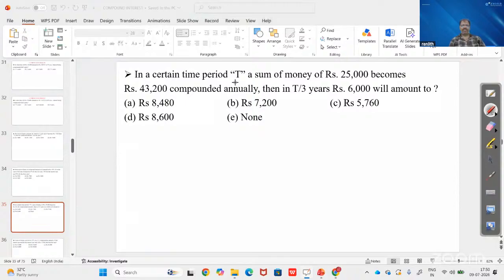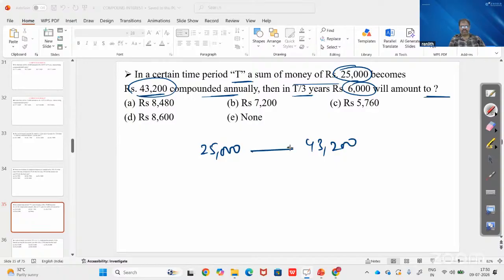In a certain time period T, a sum of money 25,000 becomes 43,200 compounded annually. Then in T by 3 years, 6,000 will amount to what? So what is the initial amount we are having? 25,000. What is the total amount we are having? 43,200. So again, if I cancel the double zeros, here zeros are also cancelled, or else I will go with cancellation to 125 and 216.